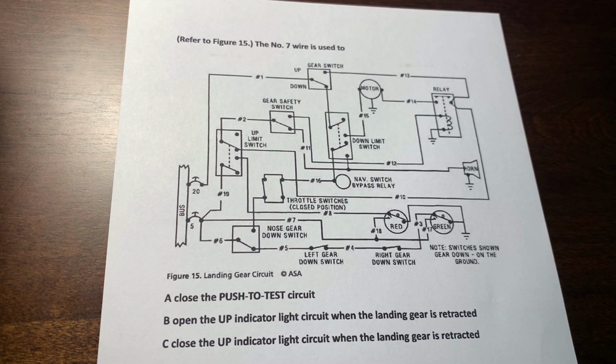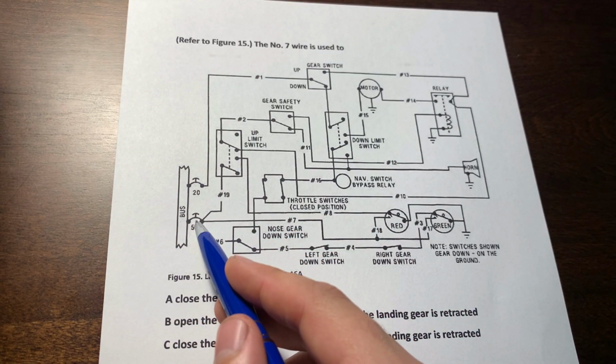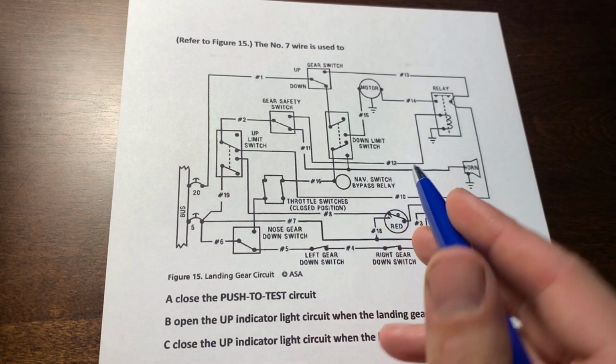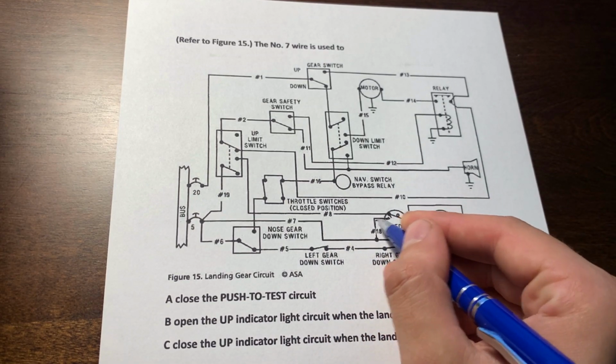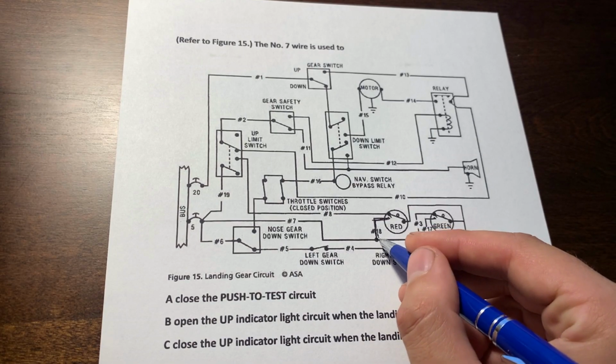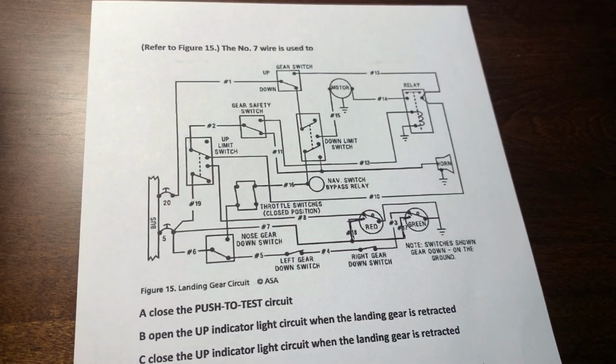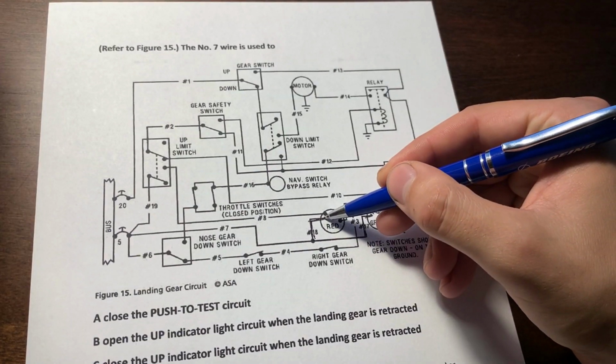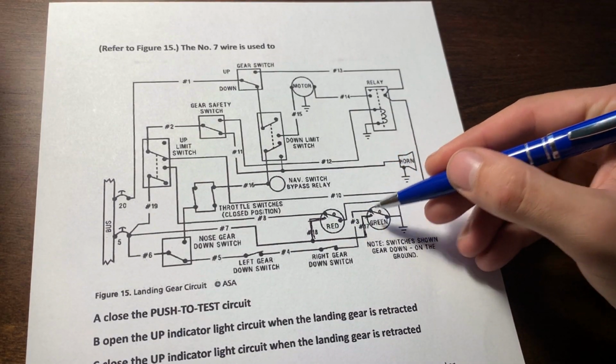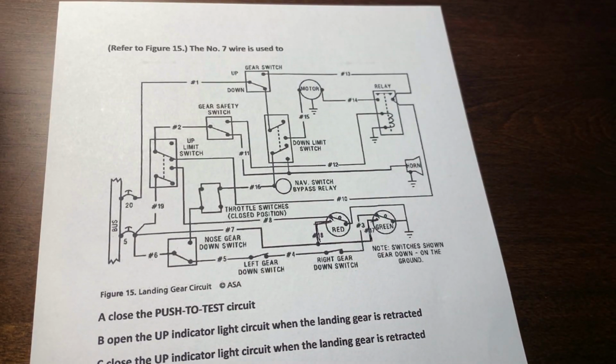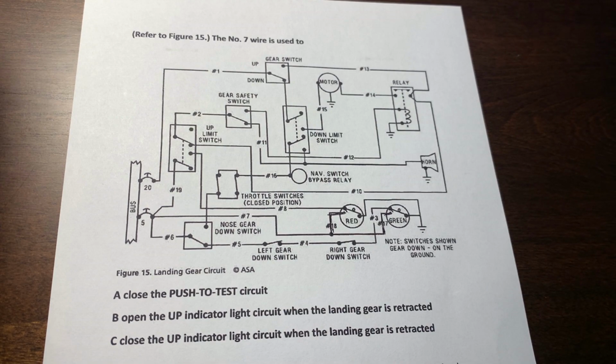The number 7 wire is used to, we have the bus, we have a 5 amp circuit breaker, we have the number 7 wire, and it goes to the red light and the green light. If you notice that little triangle sticking up where the wire ends, this means that this circuit is used as a push to test circuit, which means when the pilot pushes on the lamp, it will indicate if the light is burnt out or if it's operating.